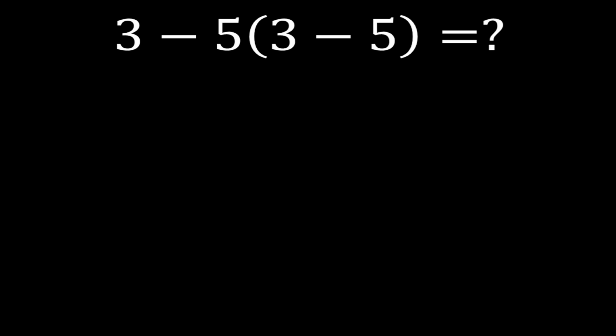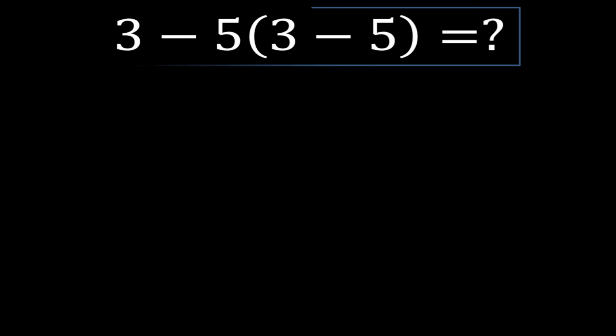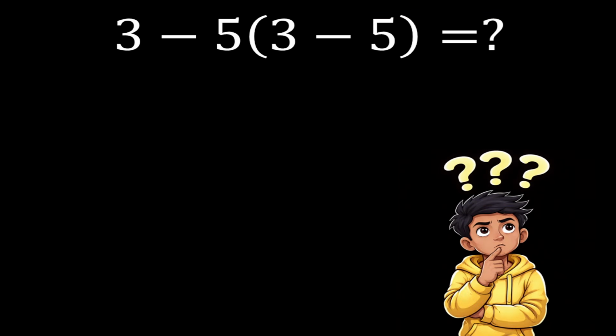Attention! Most people get this simple math expression completely wrong. Here is the expression. 3 minus 5 times 3 minus 5. Take a moment. Try solving it before I explain. Many people rush and make a big mistake.